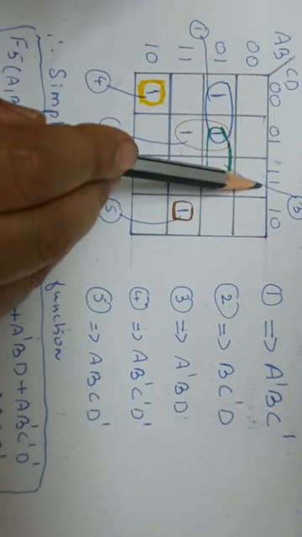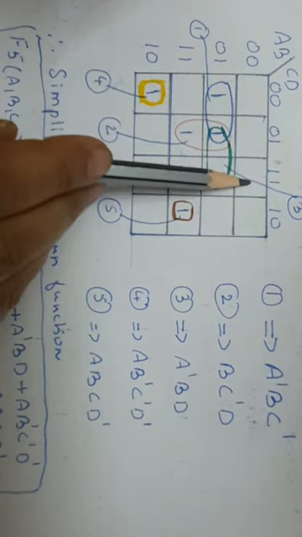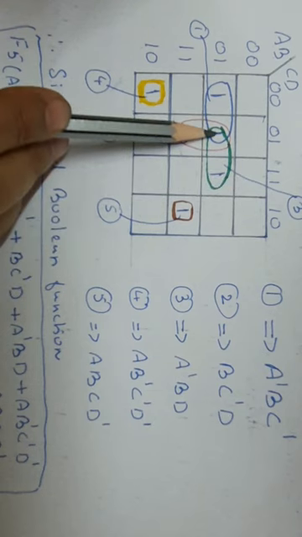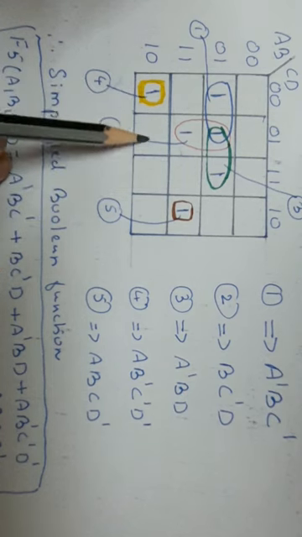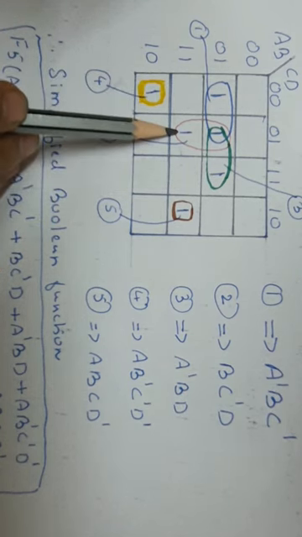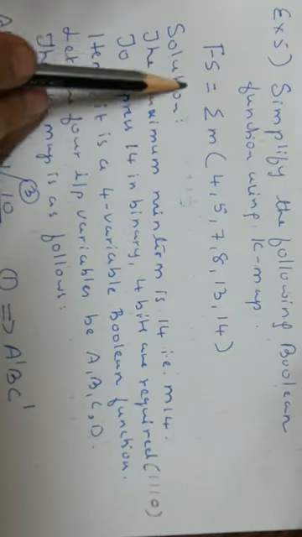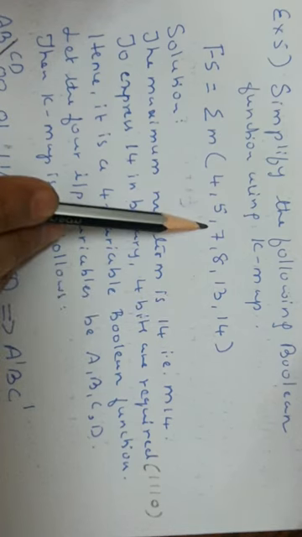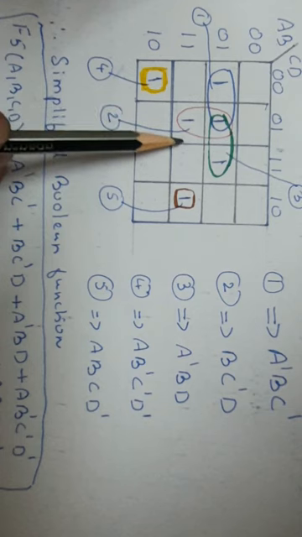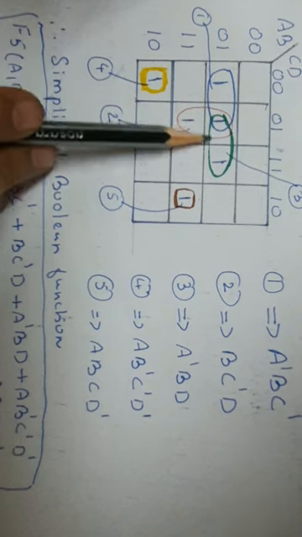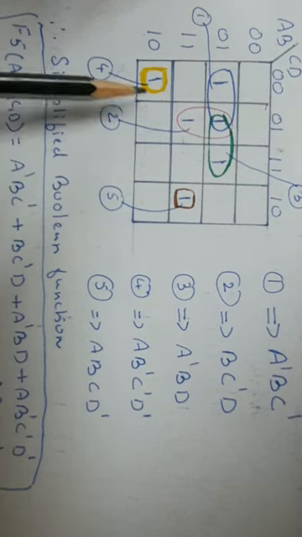Then whichever minterms are present in the expression, 4, 5, 7, 8. Minterms 0, 1, 2, 3 are not there. 4, 5, okay, present. 6 is not there. 7 is present. 8 is present. 9, 10, 11, 12 are not there. 13 is present. 14 is present. Then 15 is not present. So this is the expression. Seeing this, the K-map is filled. 4, 5, 7, 8, 13, 14. In those squares, 1 is filled.